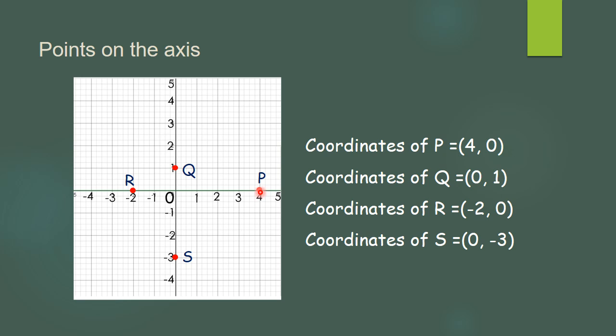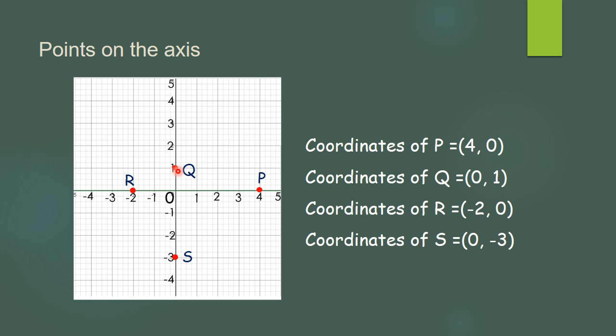Now to find the coordinate of P, from this point we will draw the perpendicular on x. The perpendicular will remain at the same point because the point is itself on the x-axis, so it will be at 4 only. If I draw the perpendicular on the y-axis, it intersects at 0. So the coordinate of point P becomes 4 comma 0. We have taken the point Q here.